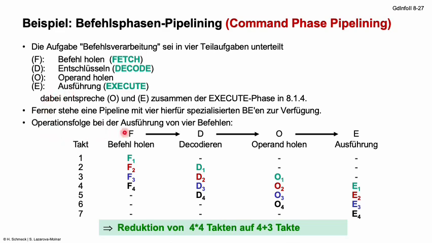So now we have 4 processing units, you can think, and each processing unit is responsible for one of these 4 subtasks. So what happens at the first clock signal, you see we start processing the first command or the first partial subtask, which is fetch the instruction.